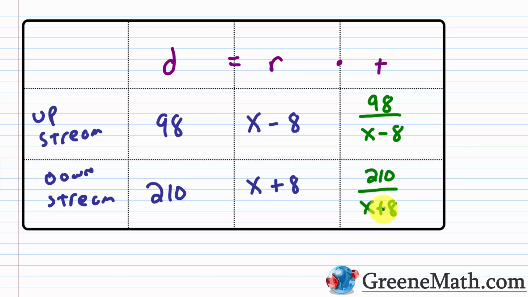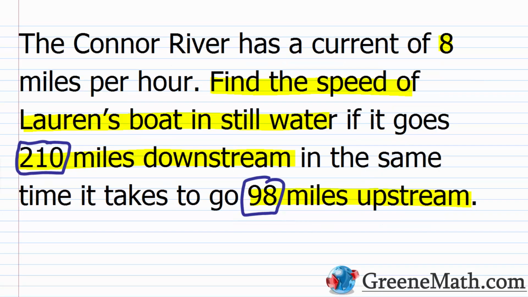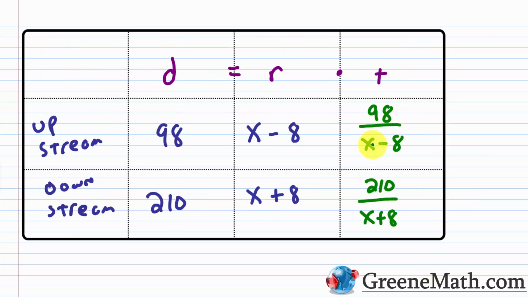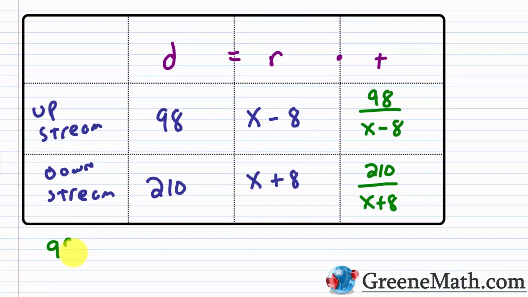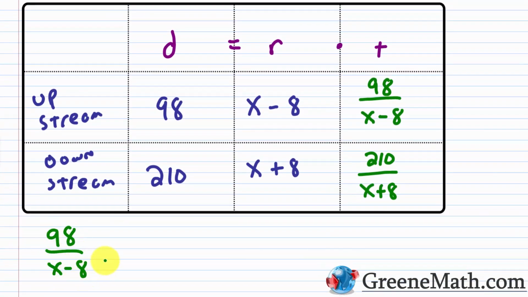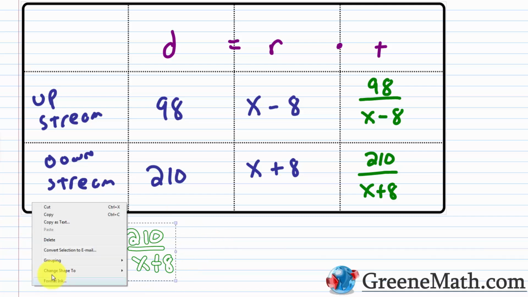Now, it tells us in the problem, let me go back up, that the boat can go 210 miles downstream in the same time it takes to go 98 miles upstream. So all we have to do is set the two times equal to each other, because again, in the problem, it tells us that it's the same. It says in the same time. So I can take 98 over x minus 8, that's the time for going upstream, and set this equal to my time for going downstream, which is 210 over x plus 8. So let me just copy this. We'll go to a fresh sheet.